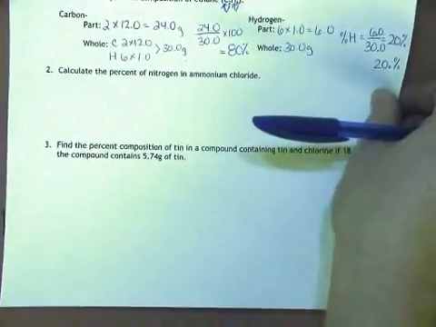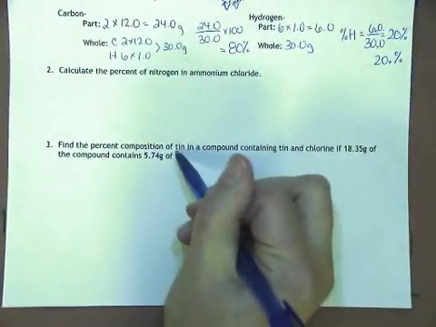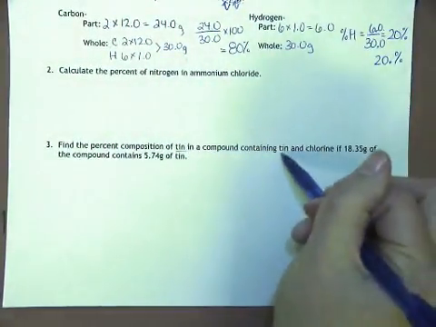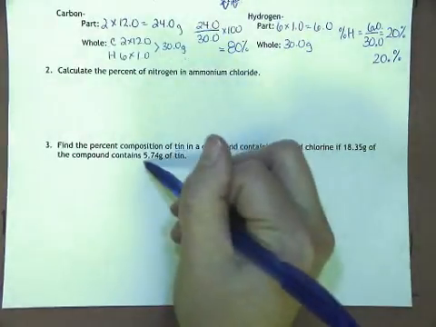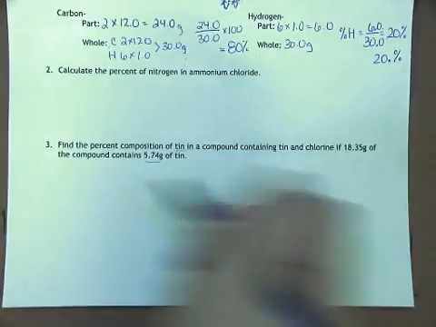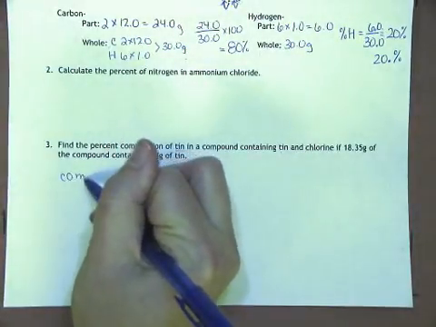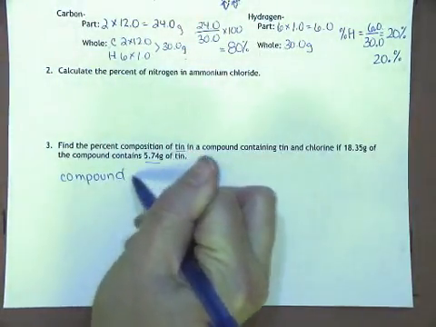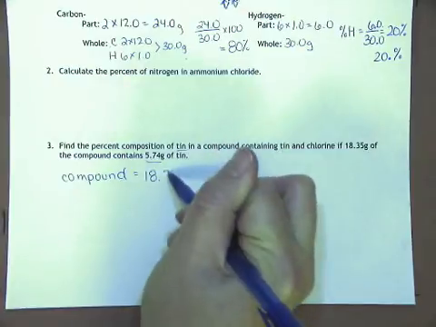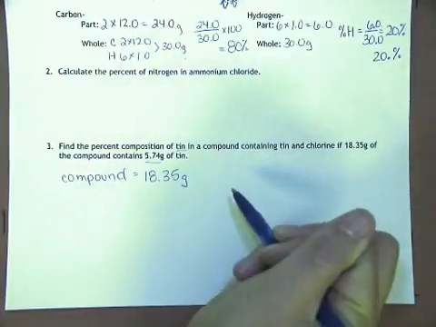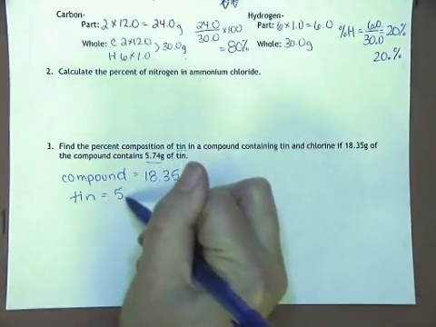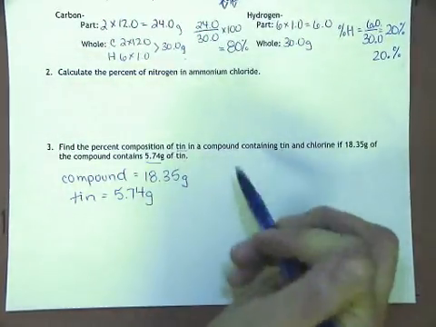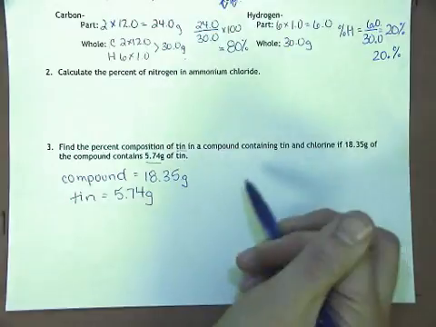For my next one, I want to find the percent composition of tin in a compound containing tin and chlorine if 18.35 grams of the compound contains 5.74 grams of tin. So my whole compound has a mass of 18.35 grams. Tin's portion of it weighs 5.74 grams. So I want to know the percent of tin inside my compound.